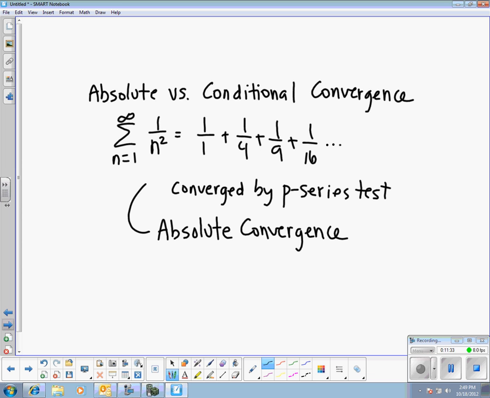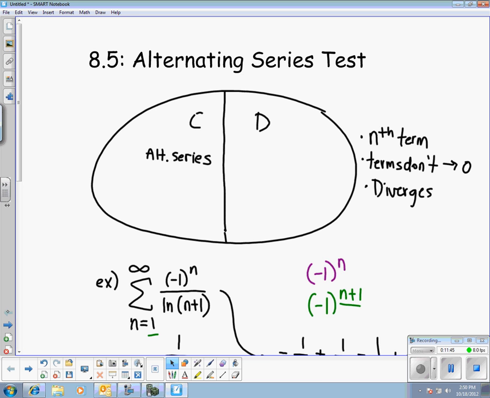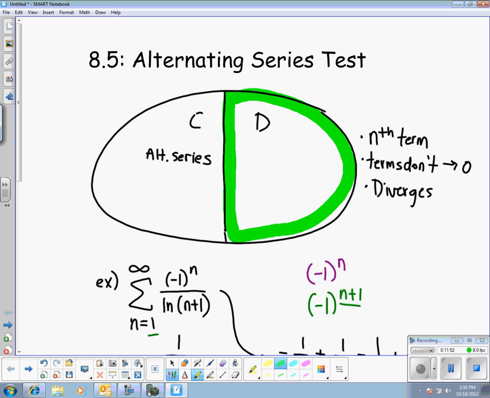That's not a conditional convergence, it's an absolute convergence. It converges anyway, it doesn't need any extra help. Basically, any series that lives over here is conditionally convergent. If it lives over here, its terms go to zero. Because if its terms don't go to zero, then it's not allowed in the bubble to start with.